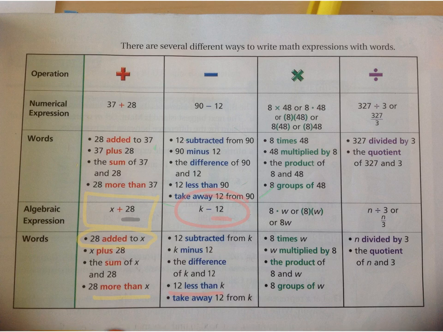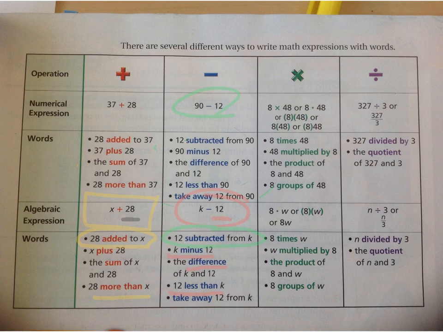The basic ones you have here, the difference of k and 12, order stays the same. And then you have k minus 12. One of the examples that's like the less than is 12 subtracted from k. So think 12 subtracted from k. I have k, and we are going to take 12 away from it. And then up here is your numerical expression where you can see the differences. 12 subtracted from 90, 90 minus 12, the difference of 90 and 12.